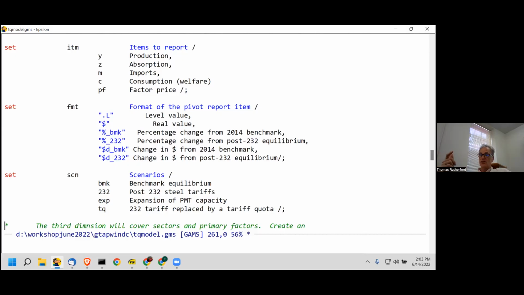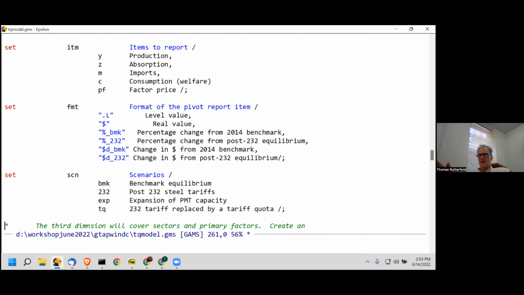I'm going to put in 232 equilibria. So I put in tariffs initially. So I compute an equilibrium where I distort the economy to represent the 232 policies. And then I'm going to basically be able to report what happens on top of those. So think about this as a reform of a 232 tariff. And I use D underscore to represent a change. So that's the delta relative to the benchmark and the delta relative to the 232 equilibrium.